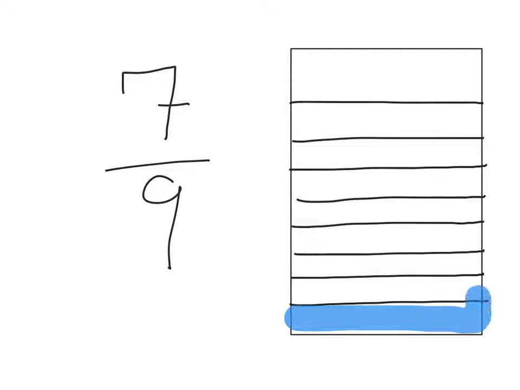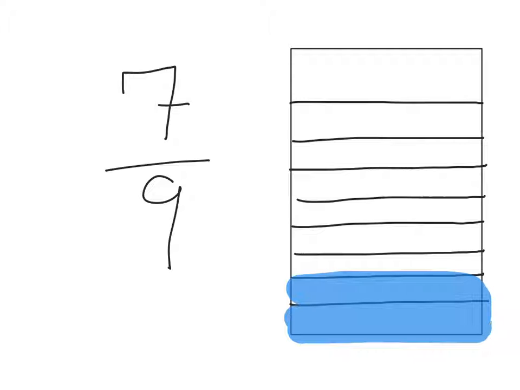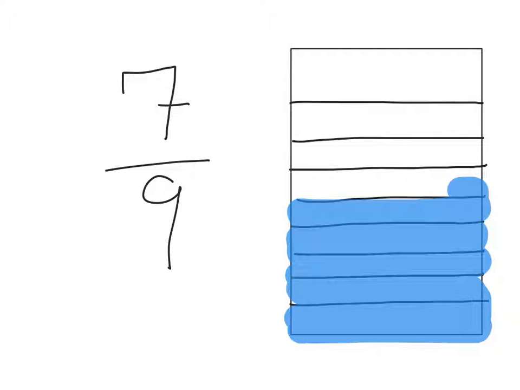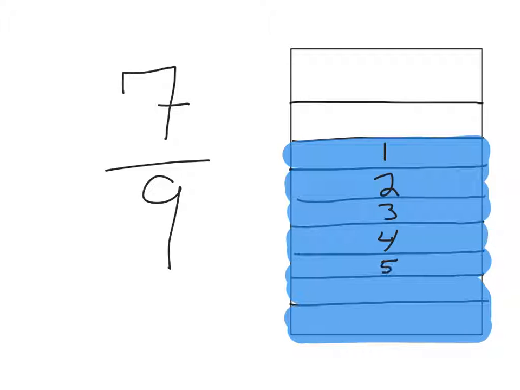So I've got 1, 2, color that in a little better, huh? 3, 4, 5, 6, and 7 right there. And I like to count them. So I'll go 1, oops, I don't want to do it like that. I want to do it with a thin one. 1, 2, 3, 4, 5, 6, and 7 out of 9.